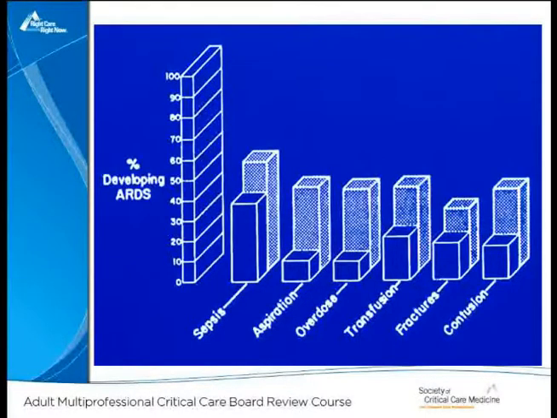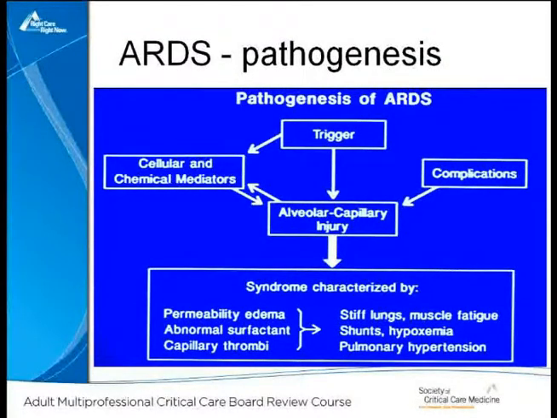And overdoses, I can't read it from here, but other processes that can cause lung injury. These are rough estimates as to how often these triggers will actually produce acute lung injury and ARDS. Again, the open bars are that risk factor alone. The closed bars are those risk factors in conjunction with other risk factors. So again, we start with a trigger, and we produce either a direct injury or an indirect injury.